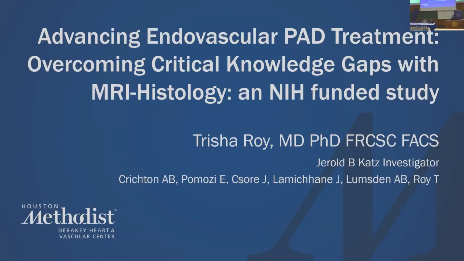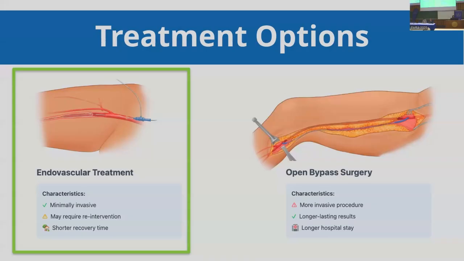I'm a 50-50 vascular surgeon scientist. My clinical practice is devoted to PAD patients, and we still have devastatingly high amputation and death rates. Our toolbox for treating this is pretty limited. We have endovascular treatment with ballooning or stenting, or we have open bypass surgery.